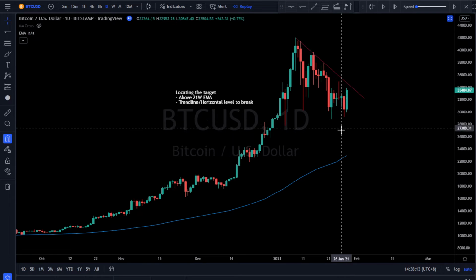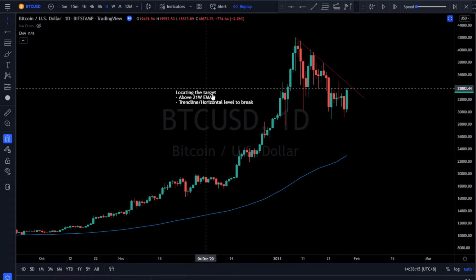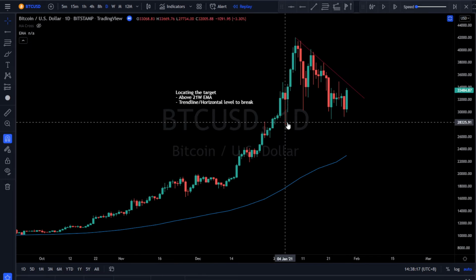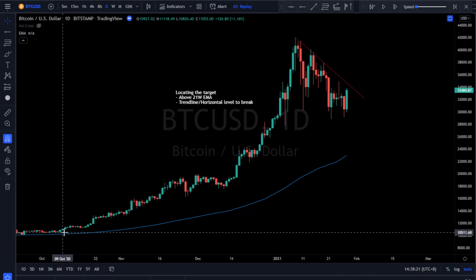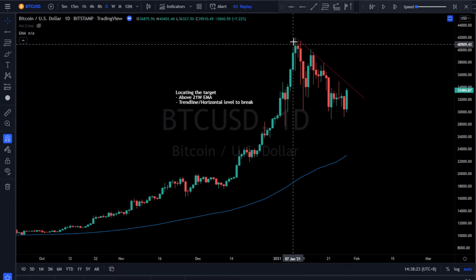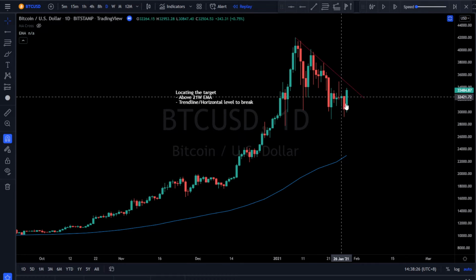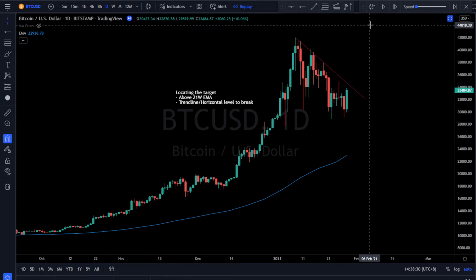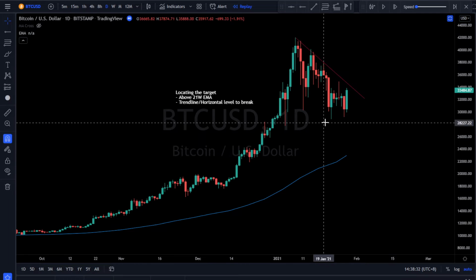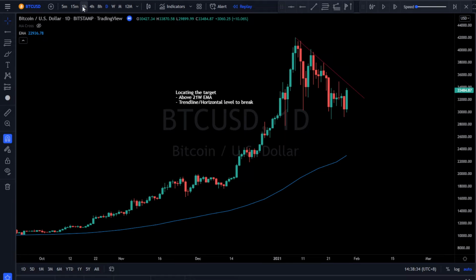And then we are locating either a trend line or a horizontal line that we're looking to break. So this is the trend line here. We had a nice big move on Bitcoin, and then a consolidation continuation pattern that we expect to break and to go higher. Okay, so let's zoom in.